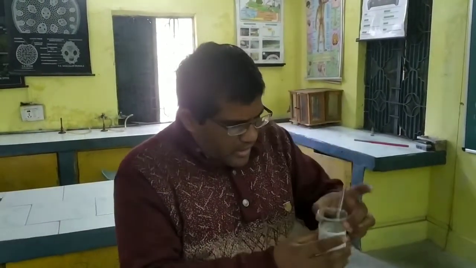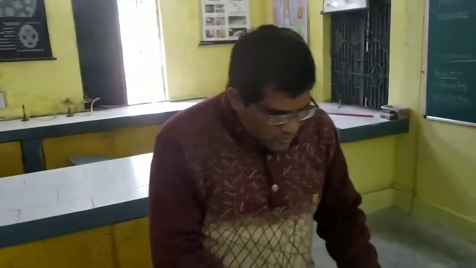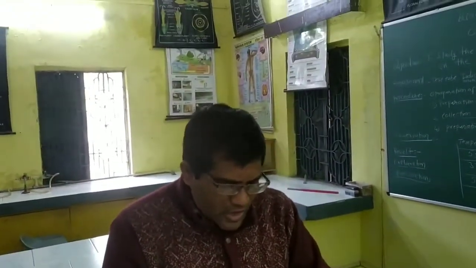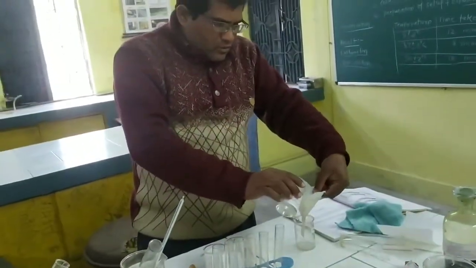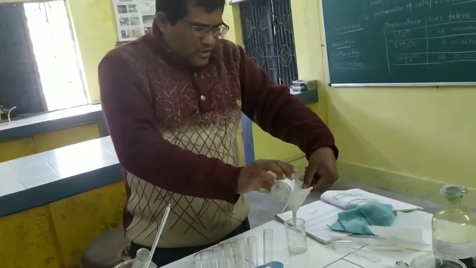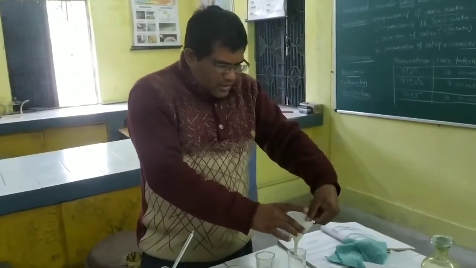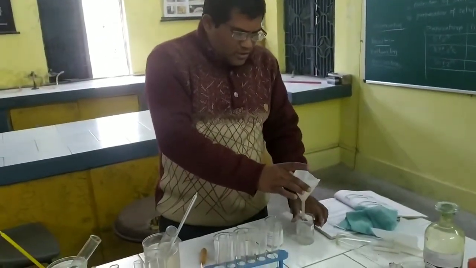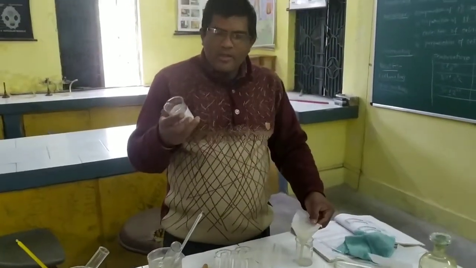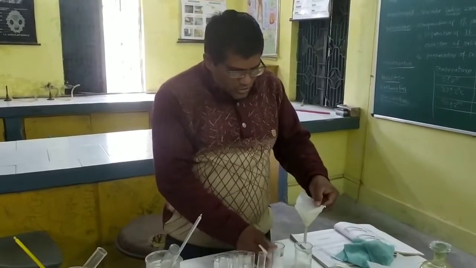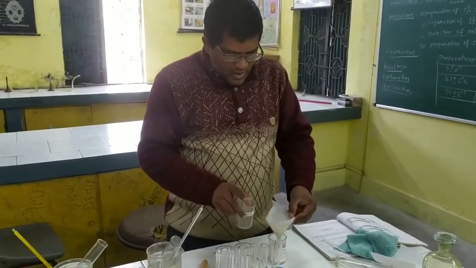And after the overnight, this solution we have to filter. So already we have filtered. So for filtering, what to do? This is the solution and this is the filter paper in the funnel. So we have to filter this solution after keeping it overnight. And after the filtration of the solution, now what are we getting? We are getting the filtered solution. So this is the procedure which we have done to obtain the solution.